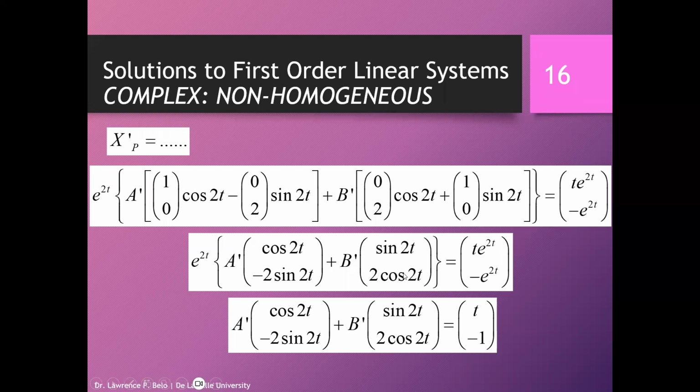Now, take note that here, the one on top is partnered with e to the at. Eh di ba ito may e to the 2t rin siya? So pwede kong i-factor out lahat ng e to the 2t so that my answers might be simplified a bit, di ba? The process in answering it might be a bit easier. So, e to the 2t, kinancel ko na. Okay. Ang matitira na lang pala, a prime cosine 2t, etc., is equal to t negative 1.